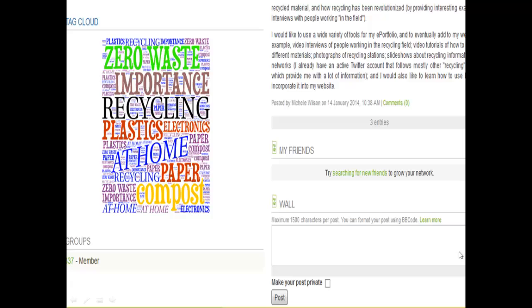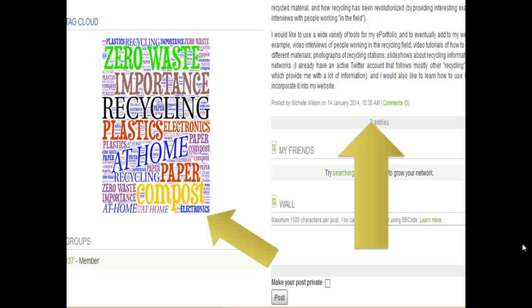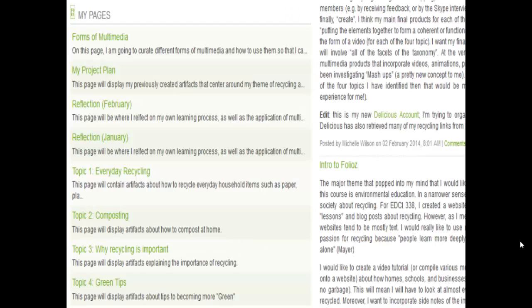Finally, the last question I have for myself is, how do I want people to go about looking at my ePortfolio? On the right side is my journal, where I blog about various topics related to multimedia and the progress of my portfolio. My profile also has a tag cloud that features all the words that I think are relevant to my project. After viewing my profile page, I want people to look through my pages.